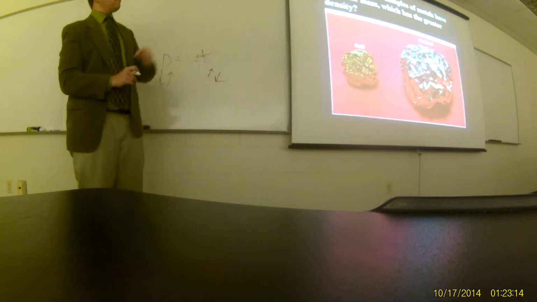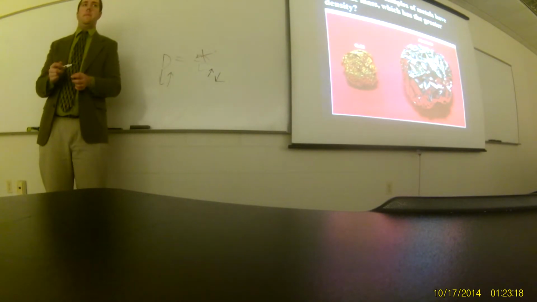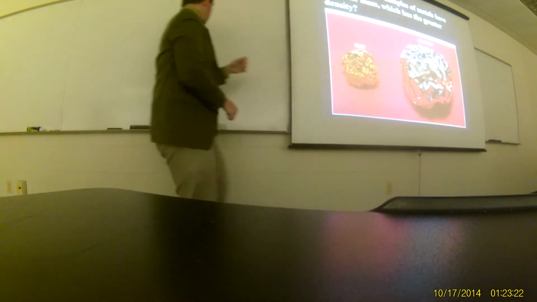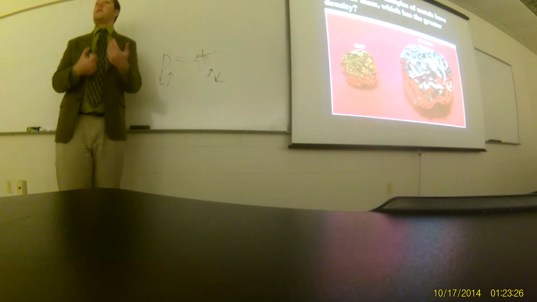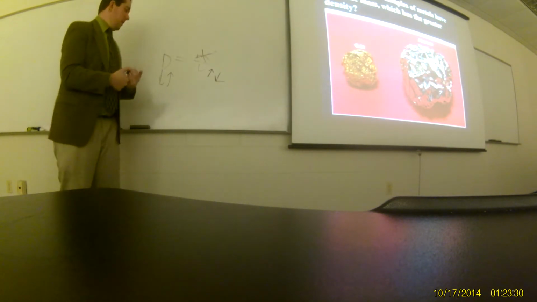So what has the larger density, the gold or the aluminum? Gold. The gold will allow us to divide by a smaller number. If we divide by a smaller number, our answer is going to be larger.